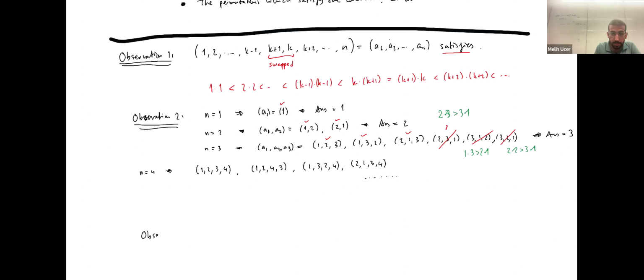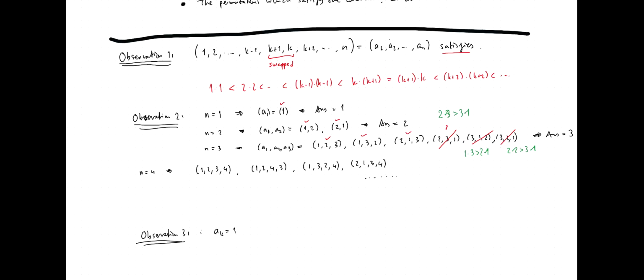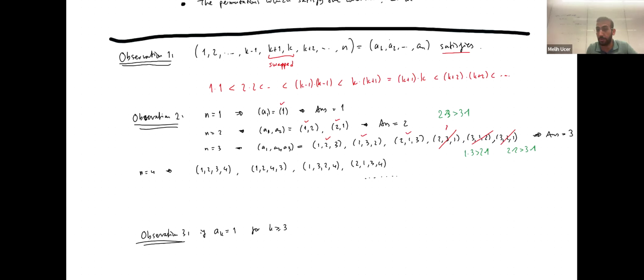So let's write this as observation 3. If you are saying, the precise expression is: if AK equals 1 and K is greater than or equal to 3, then there is a contradiction. What is the contradiction?